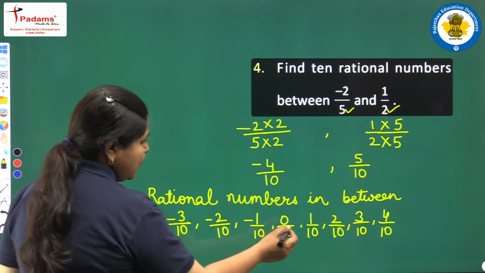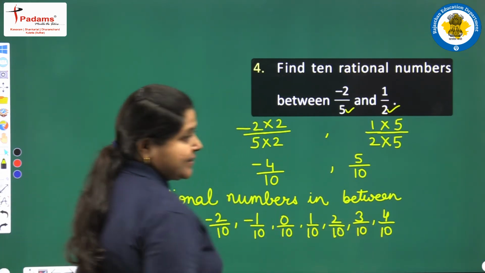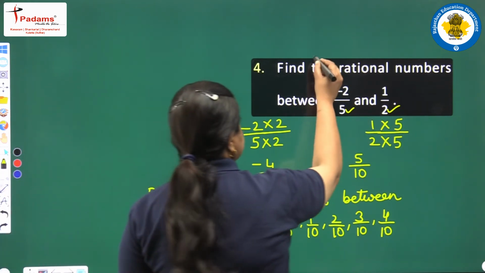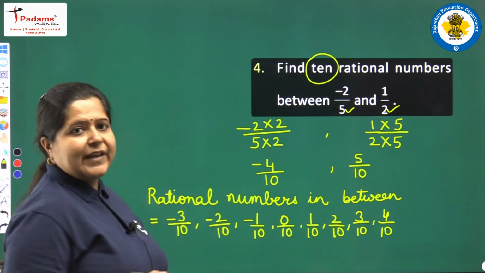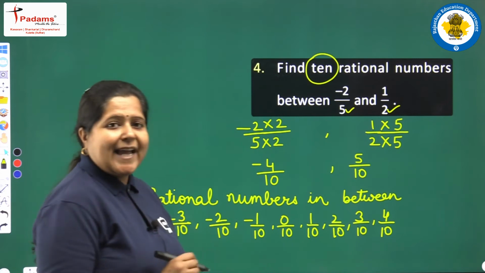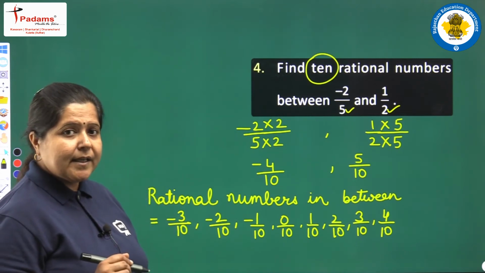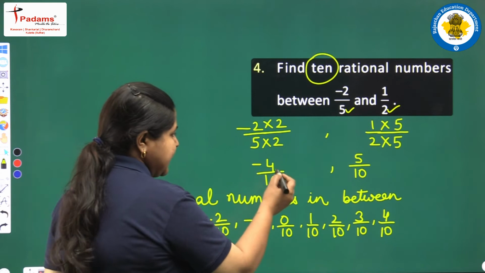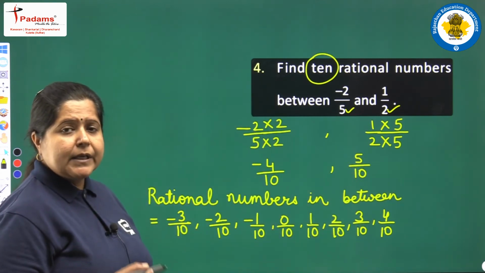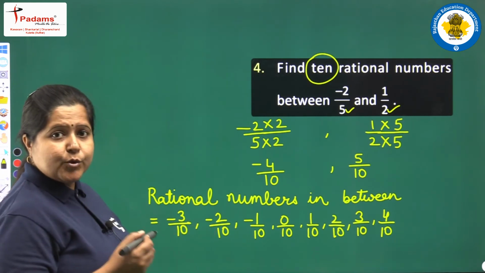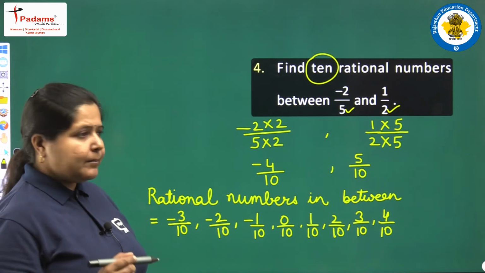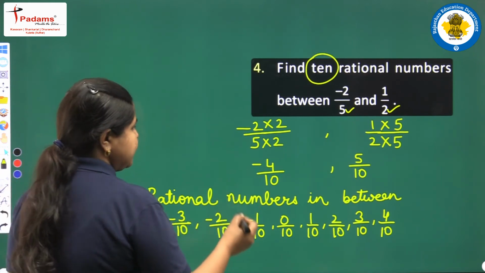1, 2, 3, 4, 5, 6, 7, 8. These are 8 in number and we have been asked 10 rational numbers. We have to find 10 rational numbers in between, which we are not getting at this stage. This means we need to multiply -4 by 10 and 5 by 10 by one more number so that they become big enough to give us 10 rational numbers in between. So, think of one more number by which we should multiply both these numbers.